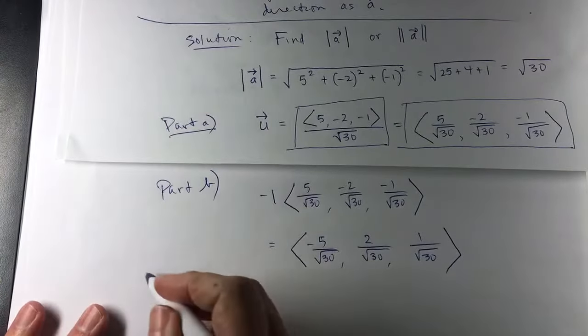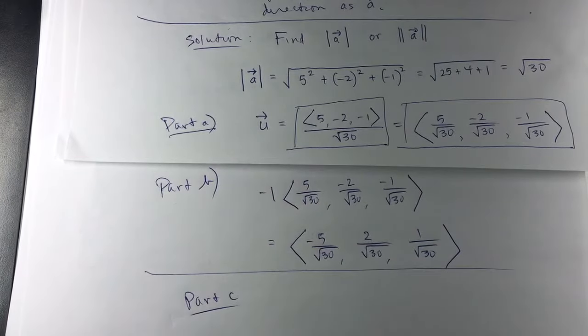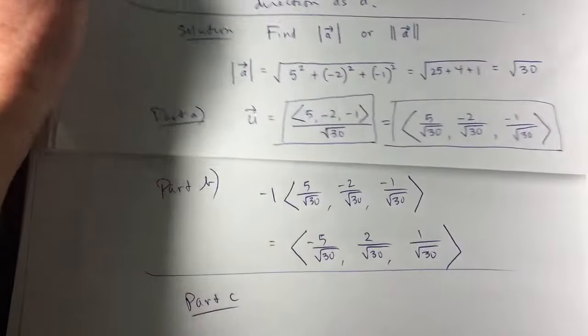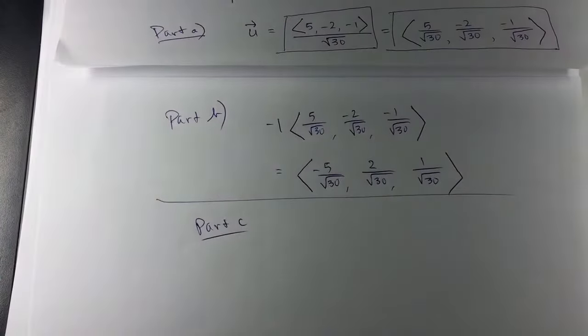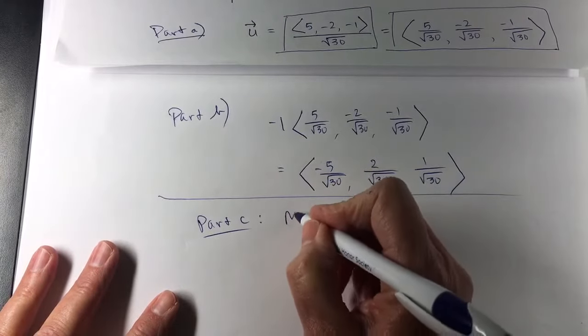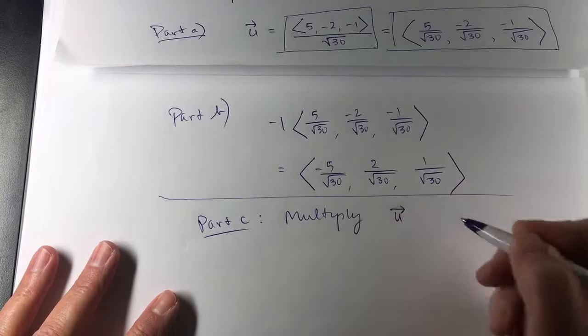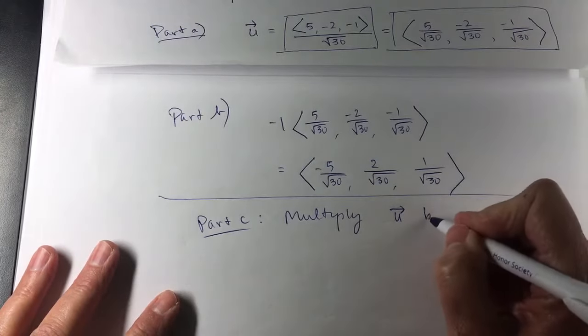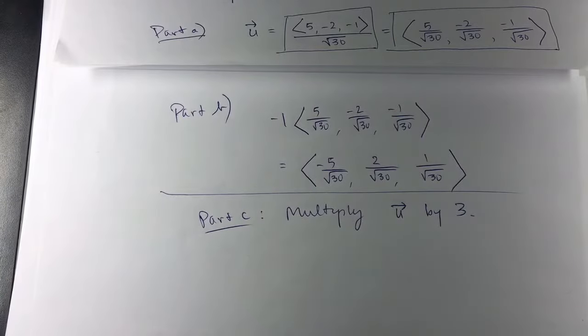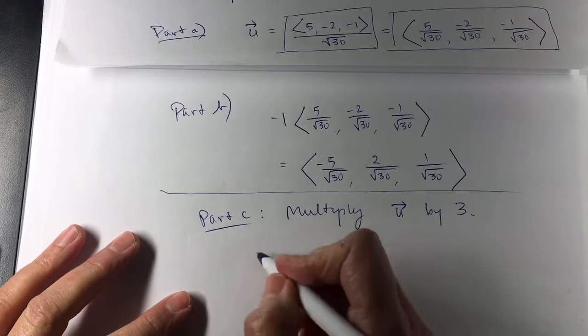And for part C, I want a vector that's in the same direction as A, but has a length of 3. So what I would do for part C is multiply U, the answer from part A, by 3. And then that will give me a vector in the same direction of A, whose length is 3.